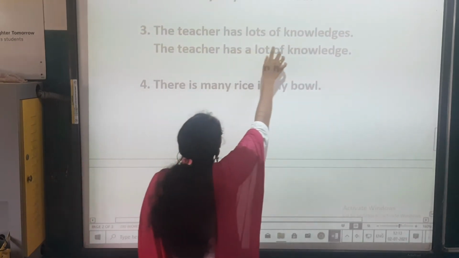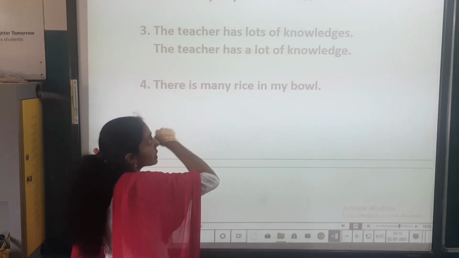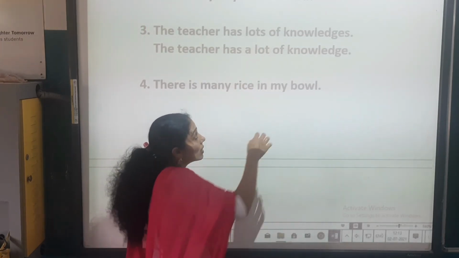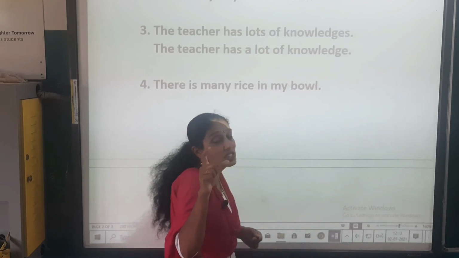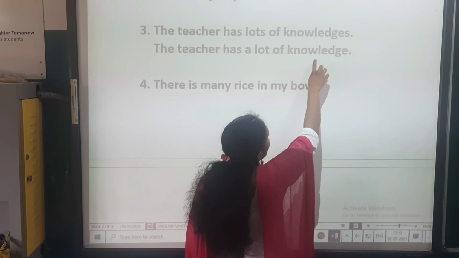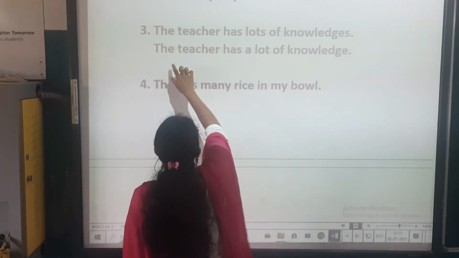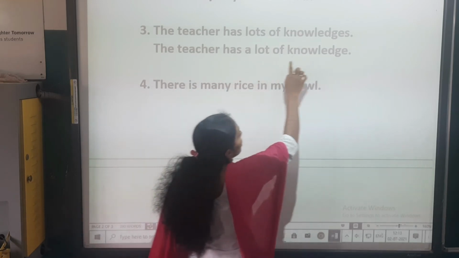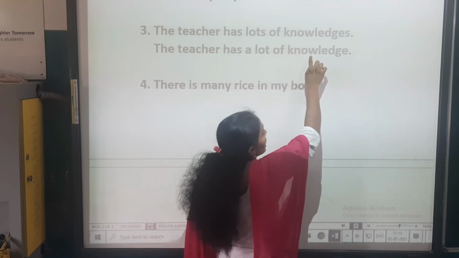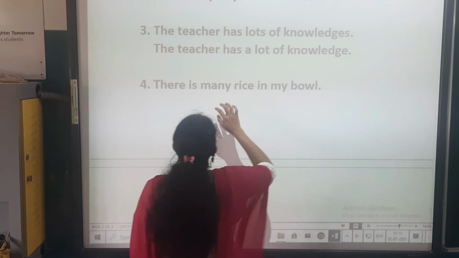The teacher has lots of knowledges. Knowledge is a word that is neither singular nor plural. We have only the word knowledge, we don't require S. So we can say, the teacher has a lot of knowledge. Why are we using a here? Because it's considered a singular noun. So the teacher has a lot of knowledge.